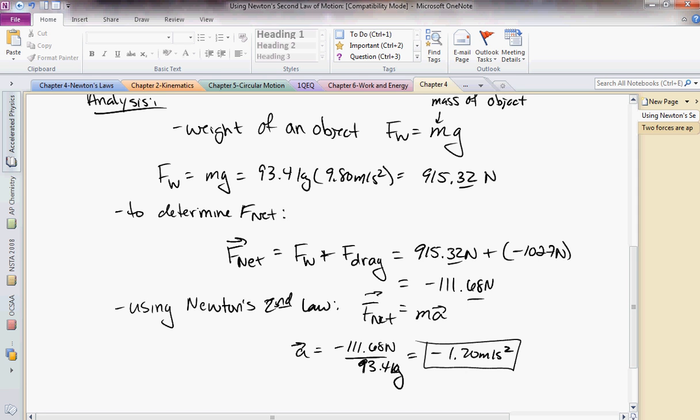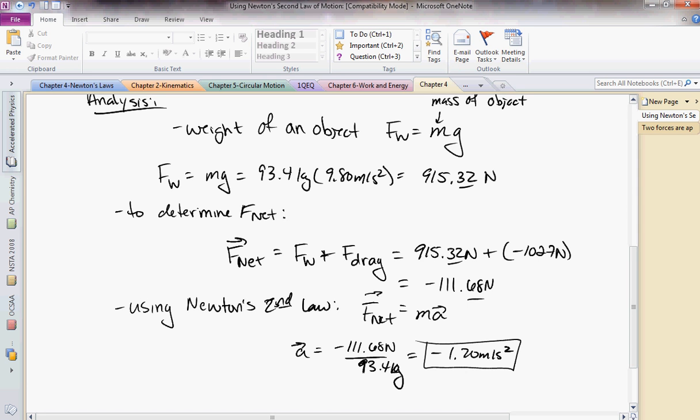He will still be traveling down, so I don't want you to think that all of a sudden he starts traveling upward. He will still be traveling down, but his velocity will be changing in a negative direction. It's going to be changing in the opposite direction from the way he's traveling. So that is a fairly straightforward problem involving the use of forces and Newton's second law.